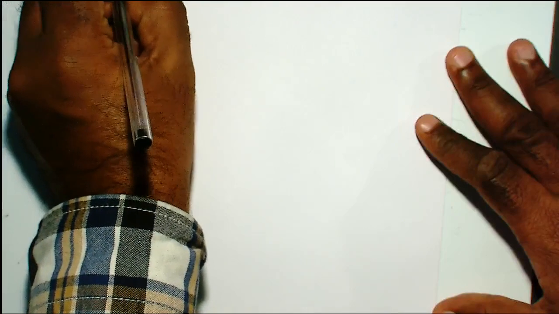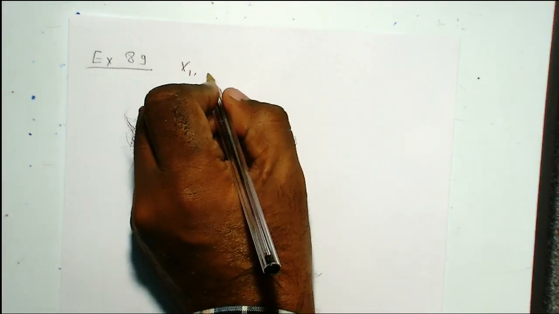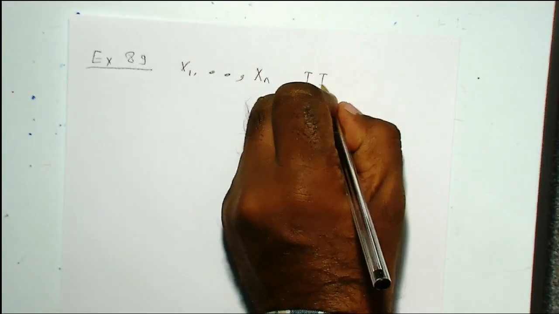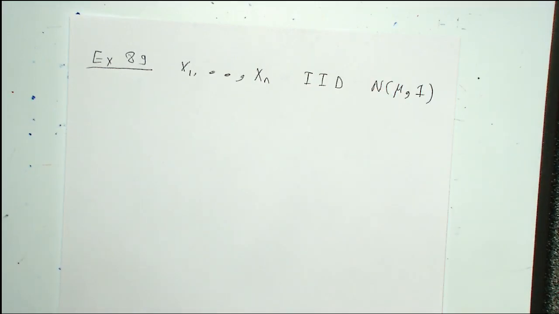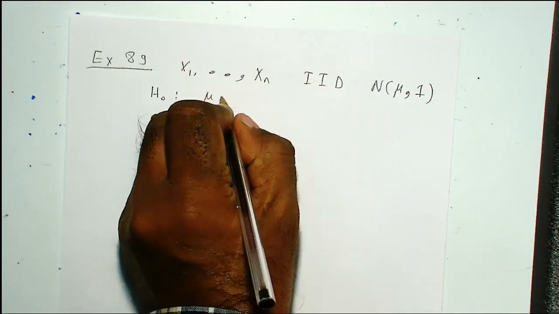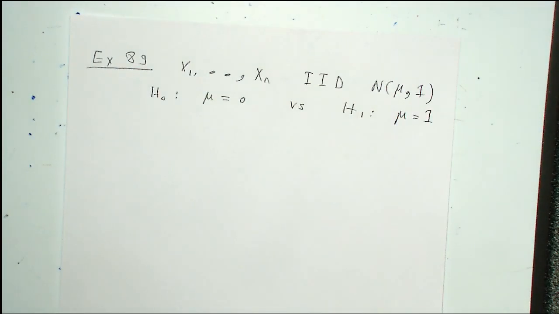So this is example 89, guys. We have a random sample from a normal distribution with mean mu and variance equal to 1, and we want to test whether mu equal to 0 versus mu equal to 1. The question is to find the most powerful test.